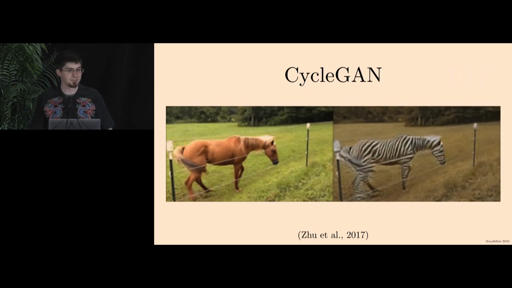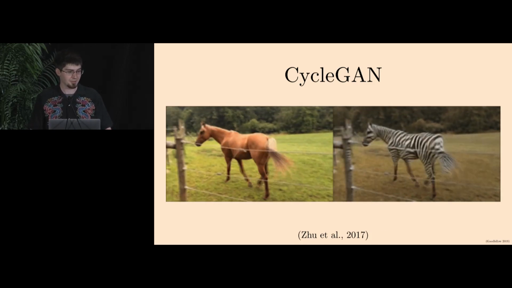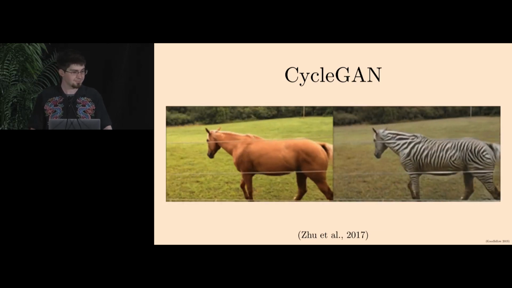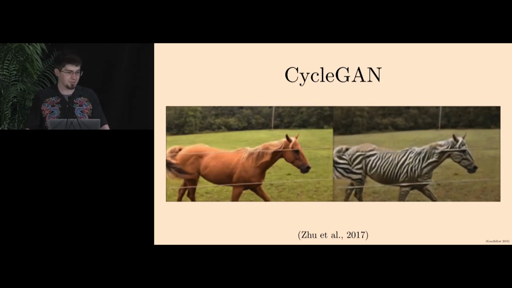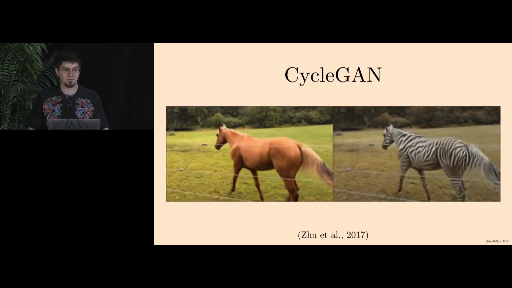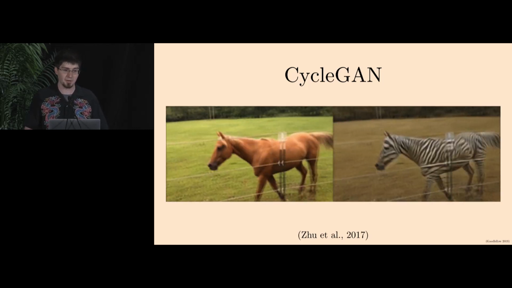One of my favorite examples of this unsupervised domain translation is CycleGAN. Here we see it turning a horse into a zebra. It can do a lot of other fun things like turning apples into oranges. I like the zebra example because it really shows off both how impressive the model is, but also some of the flaws, and it helps to give us some intuitions for things that are problems throughout machine learning.